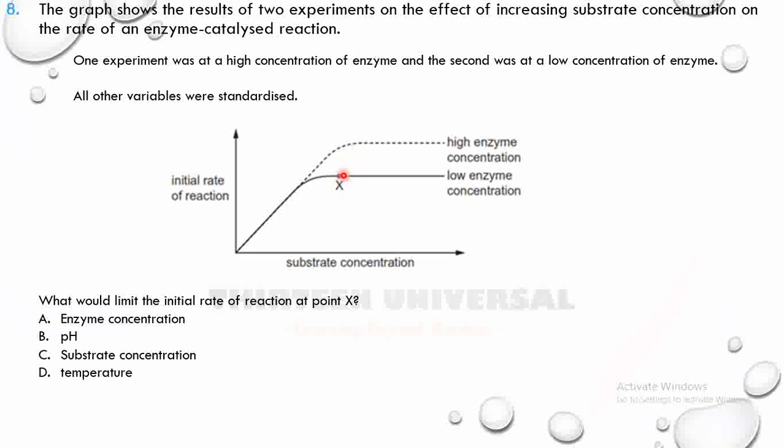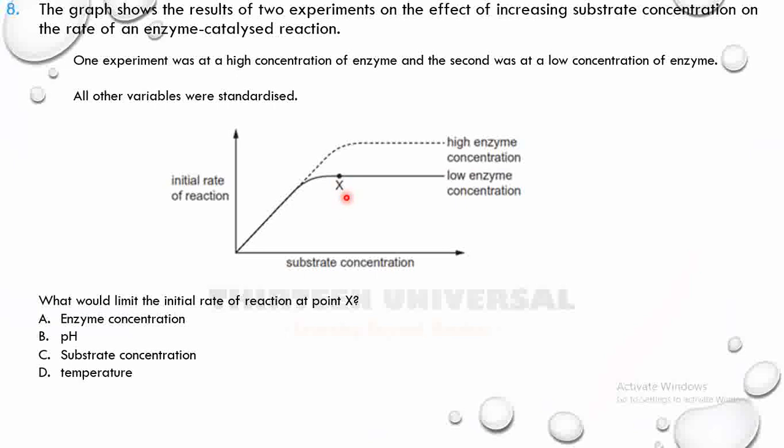So we're looking at what will limit it. Of course enzyme concentration seems to be close to the answer, but substrate concentration cannot be the answer because it has reached its maximum value. Temperature and pH, we cannot say. Why? Because an increase or decrease in pH may denature the enzyme. The same thing with temperature. If you increase the temperature, it may denature the enzyme. If you increase the pH, it may denature the enzyme.